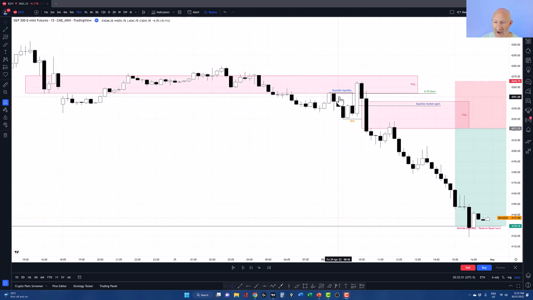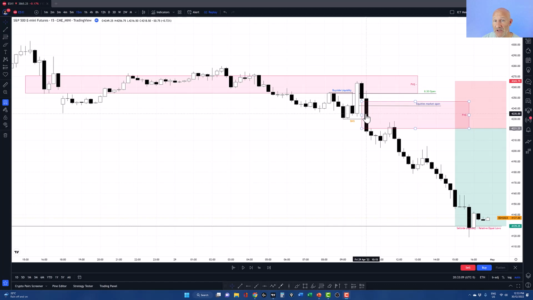Now, this is our 8:30 open, the first of the opens that ICT uses. You can see that at the open here, at the top of this down close candle, I've just extended that across. And then we have the equities market open here at 9:30, and again, I've just extended that across.